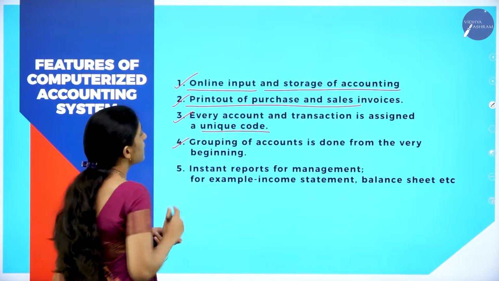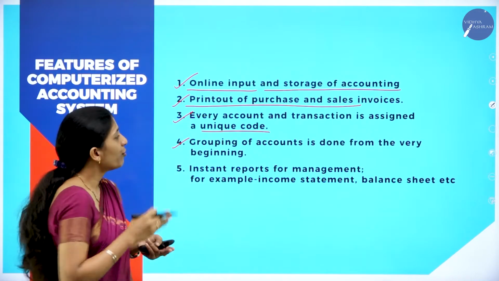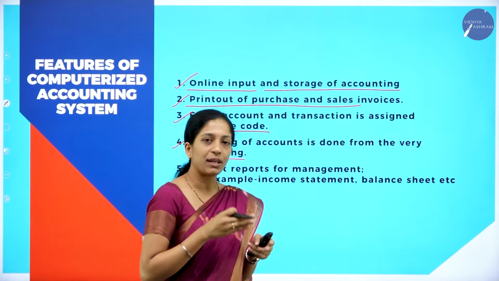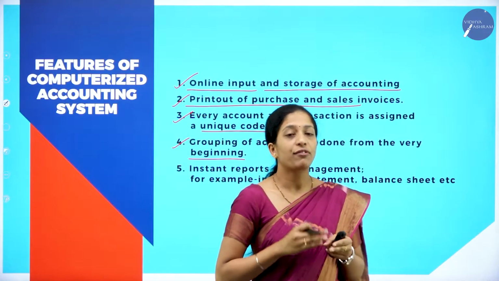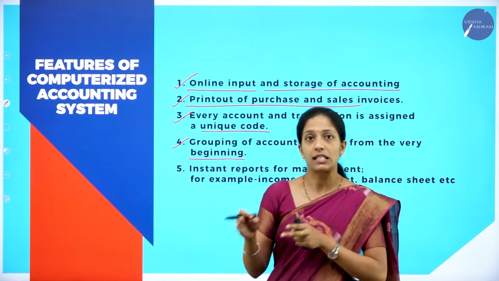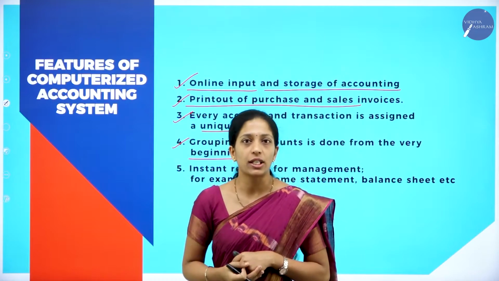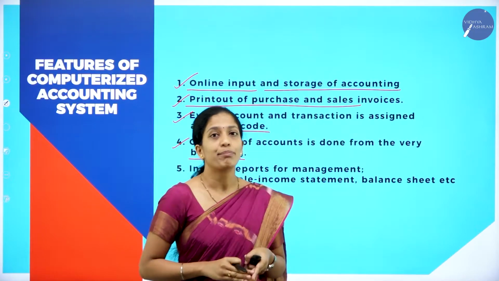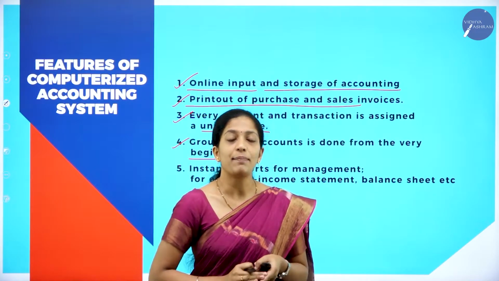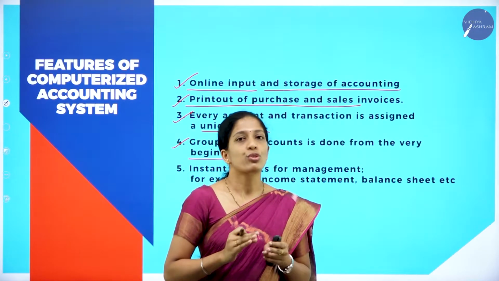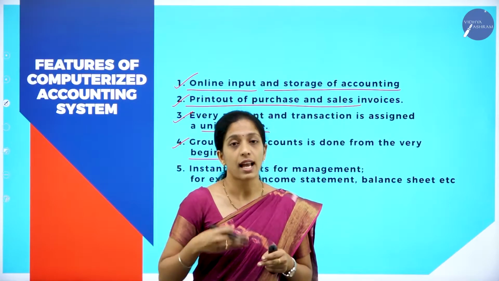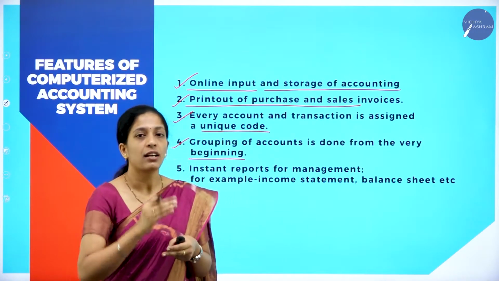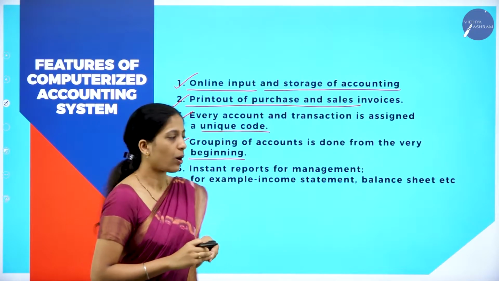And the next one is grouping of accounts is done from the very beginning. Like in the manual accounting system, if you are going to record the transactions, that is in the journal, whenever the transaction takes place, immediately we are going to record it in the book. Okay, that is in manual accounting system. But under computerized accounting system, here also the transactions will be recorded simultaneously as and when they take place. So from the very beginning, all the transactions will be recorded.